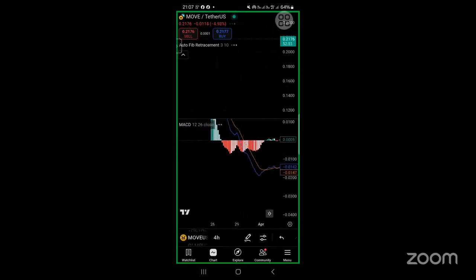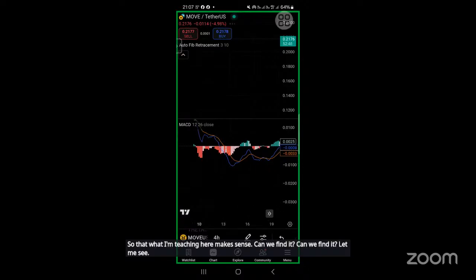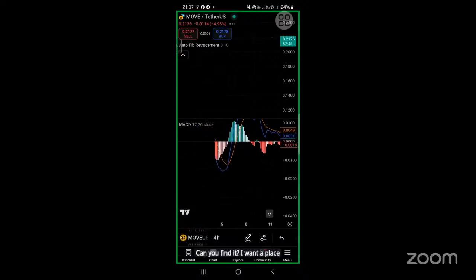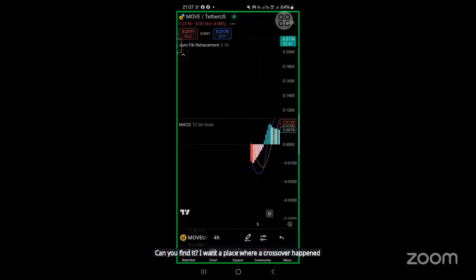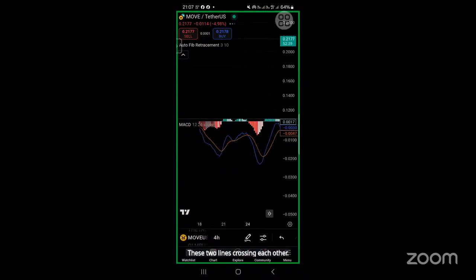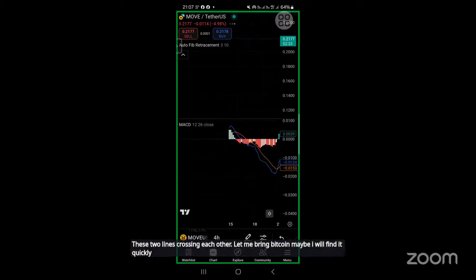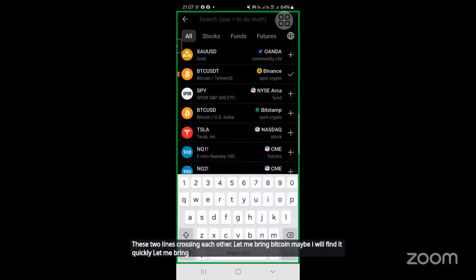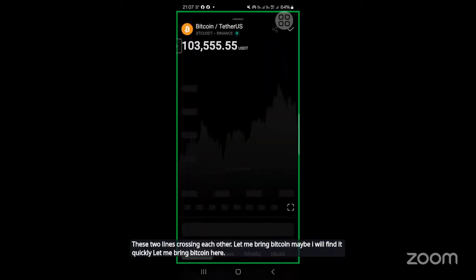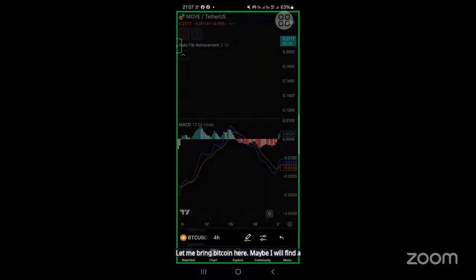Can we find it? Let me see. I want a place where a crossover happened above the zero line. These two lines crossing each other. Let me bring Bitcoin here. Maybe I will find a crossover above the zero line. Right?